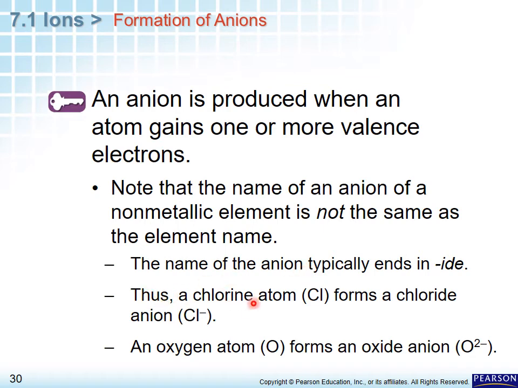You can see chlorine atom, Cl. But when it forms the ion Cl negative, it is called chloride anion. So this is chlorine and this one is chloride. Same thing happens here. Oxygen forms oxide, with -ide. So oxide like chloride, oxide, bromide, sulfide. So -ide. Remember, an anion ends in -ide.